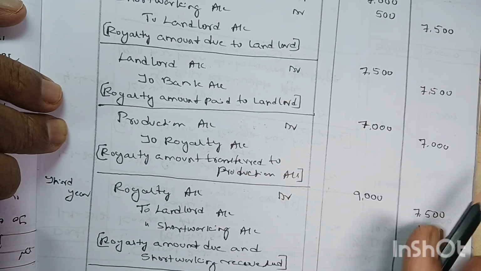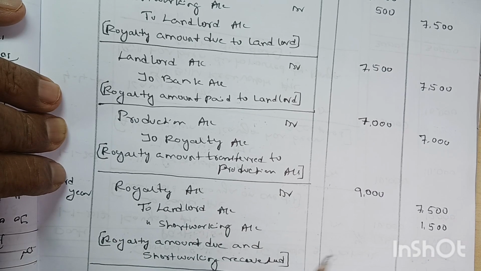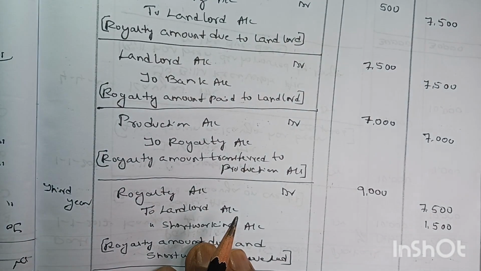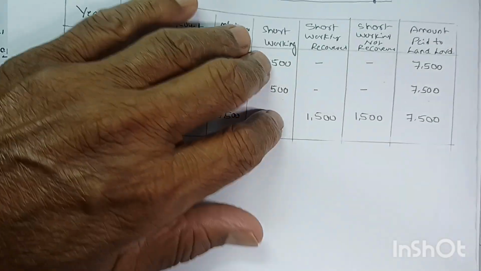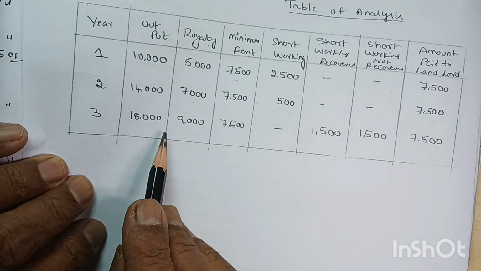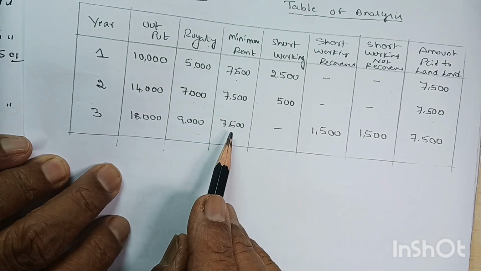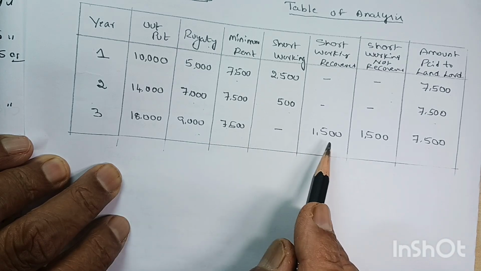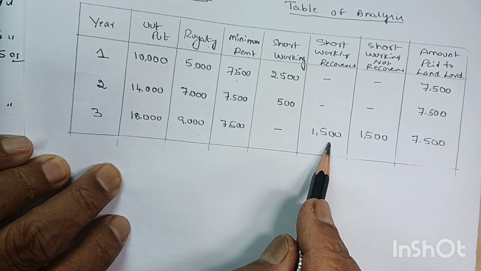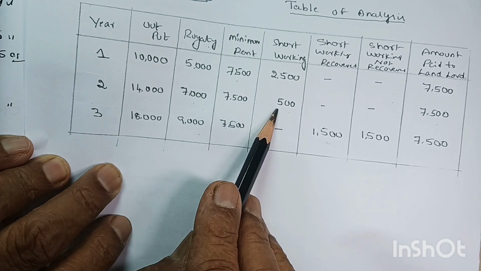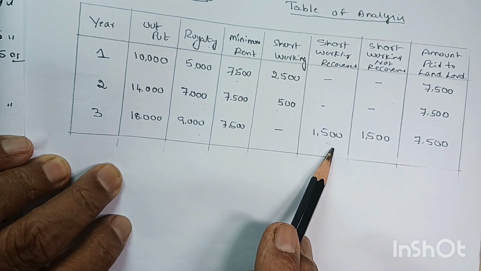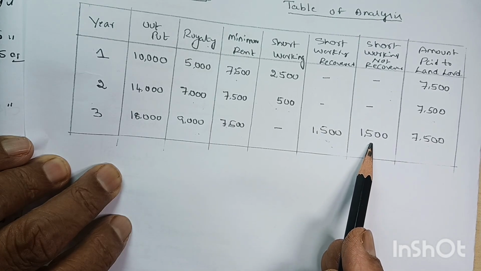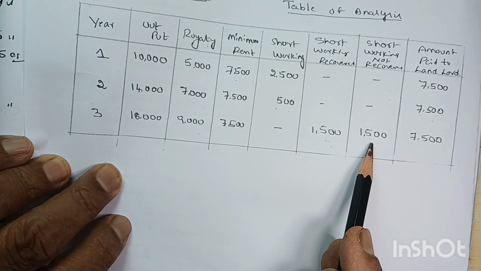Now the third year, as usual: royalty account debtor 9,000, to landlord account 7,500, to short working 1,500. Let us see the table again. Here in the third year you have excess royalty, that means your minimum rent is 7,500 whereas royalty is 9,000. You have an excess of 1,500 which can be recouped. Total short working is 3,000 but recovered is only 1,500. You have only 3 years, so the 1,500 you could not recover will be transferred to profit and loss account.